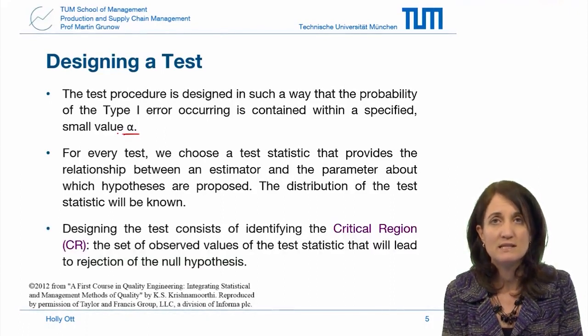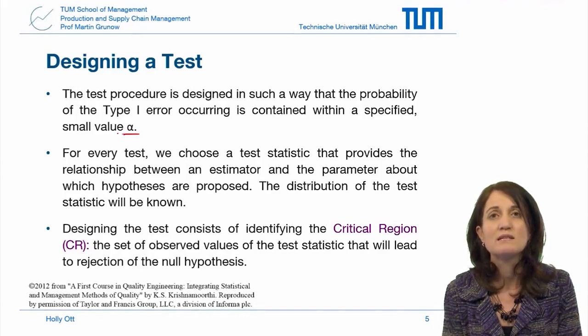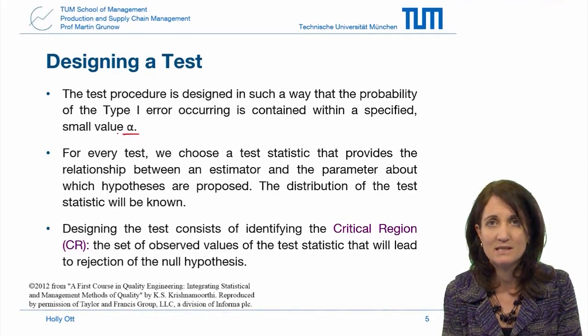Designing the test consists then of identifying the critical region, where this is the set of observed values of the test statistic that will lead to rejection of the null hypothesis.